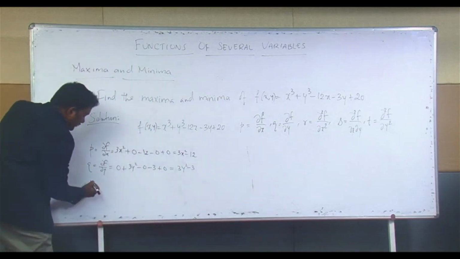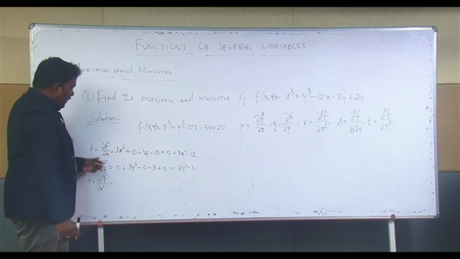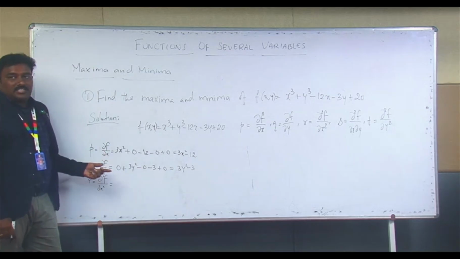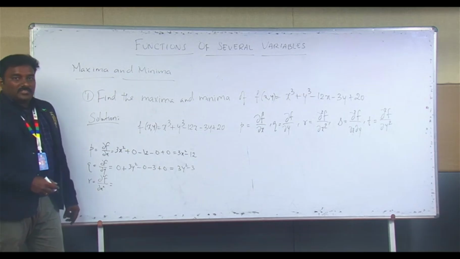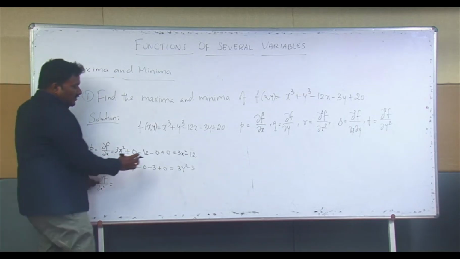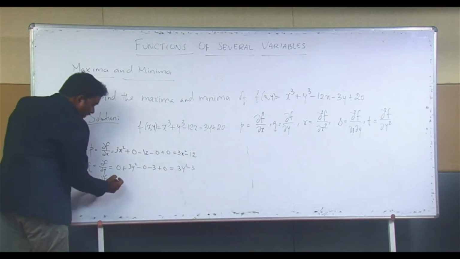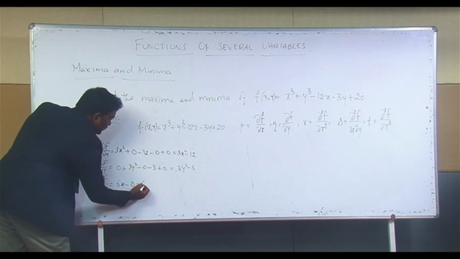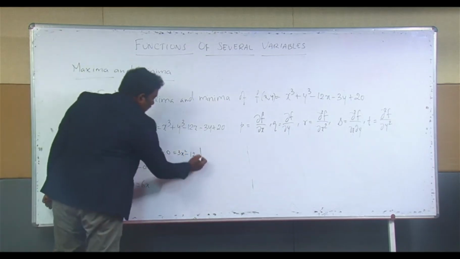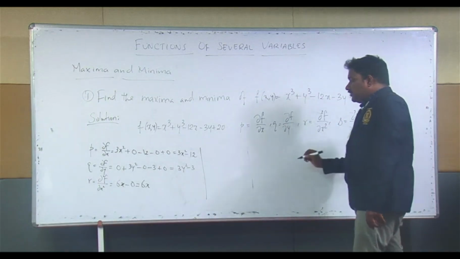Next we have the value of r, which is dou square f by dou x square. Already we have done it once for x partially, so for x square we have to do that once again with respect to x. Already we have 3x square minus 12, right. So differentiate this term with respect to x again partially. So it becomes 6x minus 0, so it is 6x. Okay.